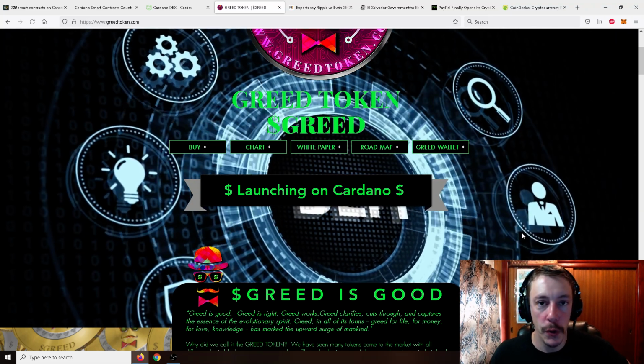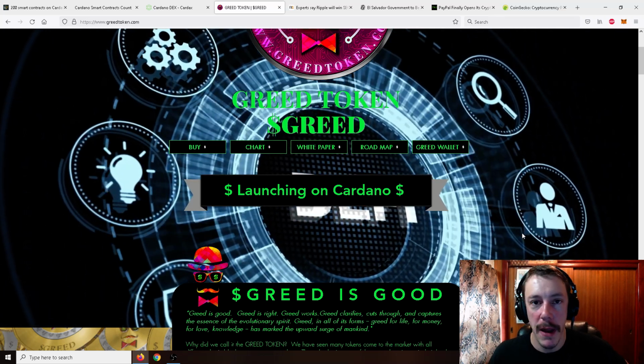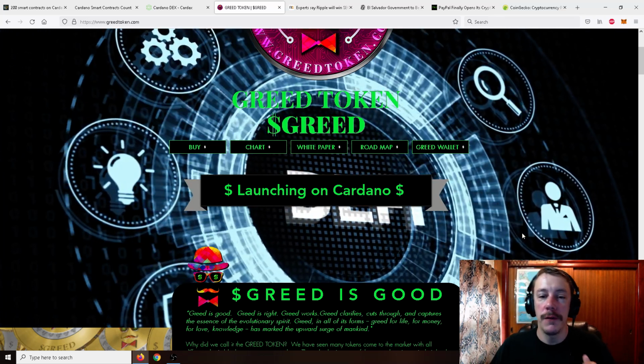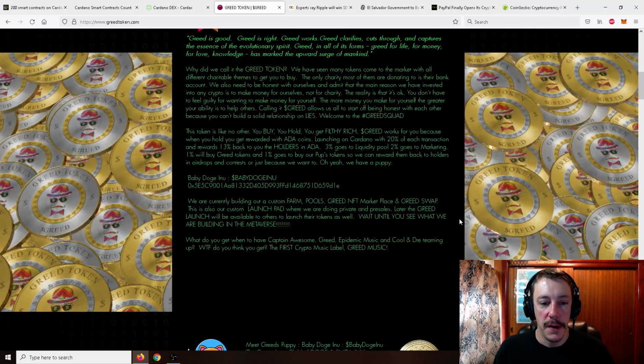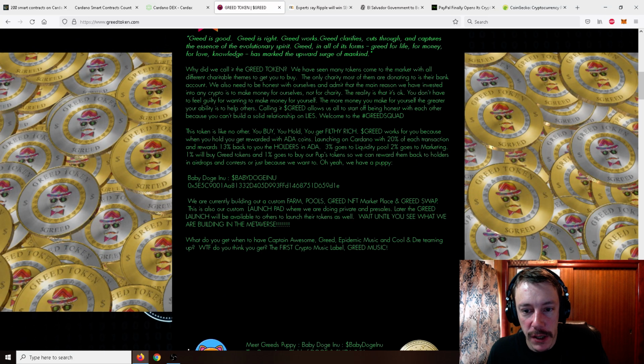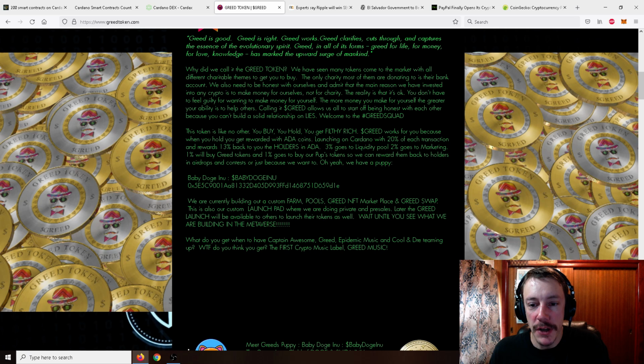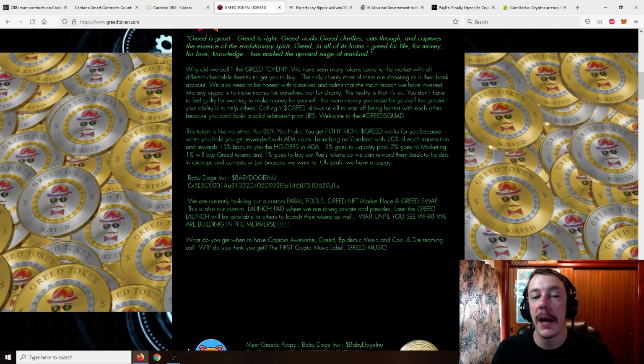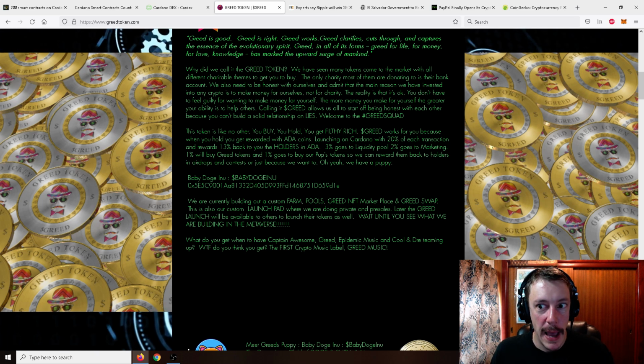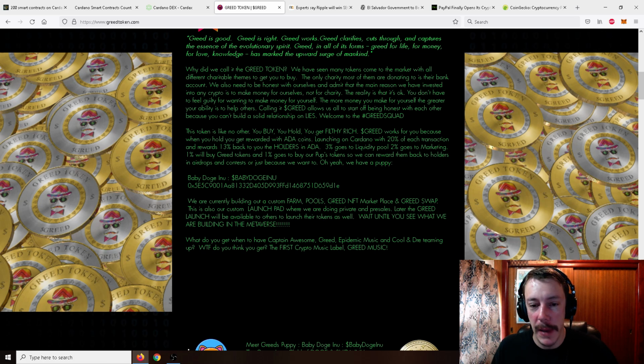And it's basically just some token. And if you hold it in your MetaMask wallet or wherever, all of the other transactions on the system are taxed. So basically, launching on Cardano with 20% of each transaction. So it's basically a 20% tax. So if you buy $100 of this, you get 80 of it, if there was absolutely fine liquidity and basically no fees, but that's an ideal situation.